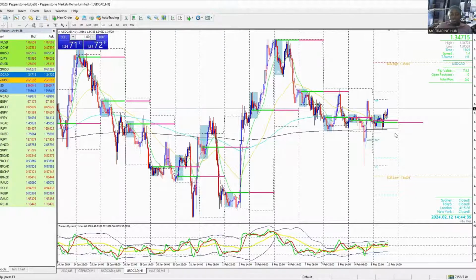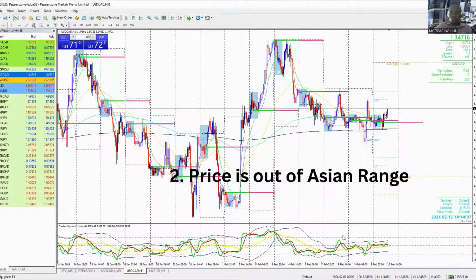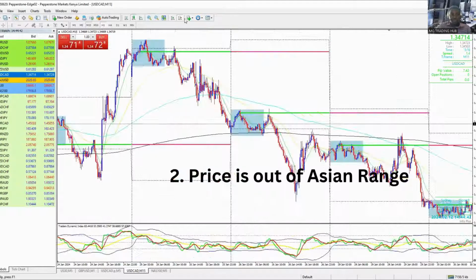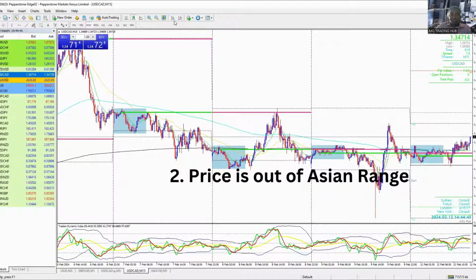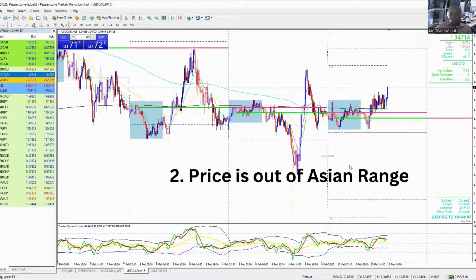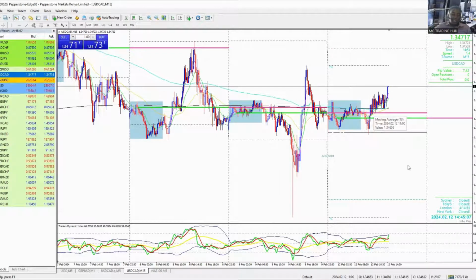So that's the long-term trend. Condition number 2: when you're taking your trade, price must be out of the Asian range, on the shorter time frame, that is 15 minutes. Price must be out of the Asian range or Asian consolidation for you to take a trade. You do not take a trade when the price is in this particular blue box, because there is no trade that you're going to find there. So you wait for the market makers to manipulate and then give you a structure that is clear for you to take a trade in line with the trend.